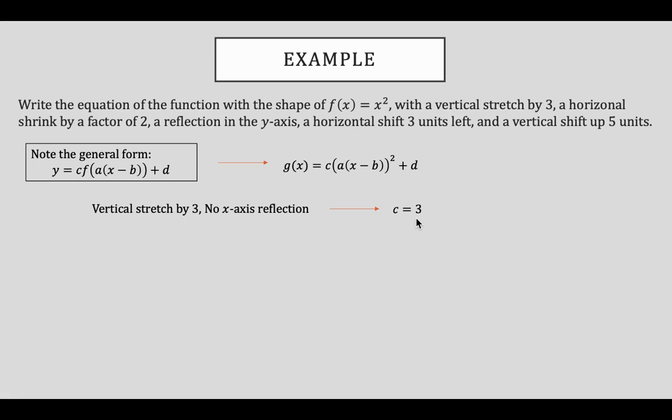Now, what else do we have? We have our constant multiple a. That controls our horizontal scalings and reflections in the y-axis. Notice we have a horizontal shrink by a factor of 2. A horizontal shrink by a factor of 2 means all our x-coordinates are going to get divided by 2. And we have a reflection in the y-axis. Now, the horizontal shrink part is going to mean that a is going to be 2, but because we also have this y-axis reflection, that means a has to be negative as well. a is equal to negative 2 in order to make both of these statements true.